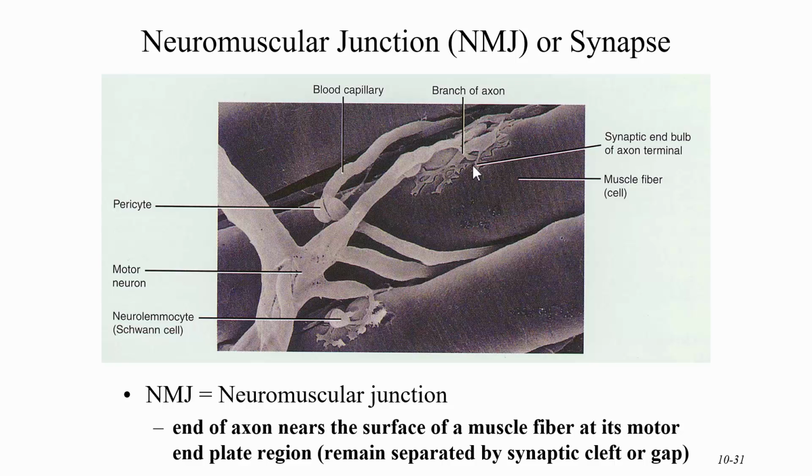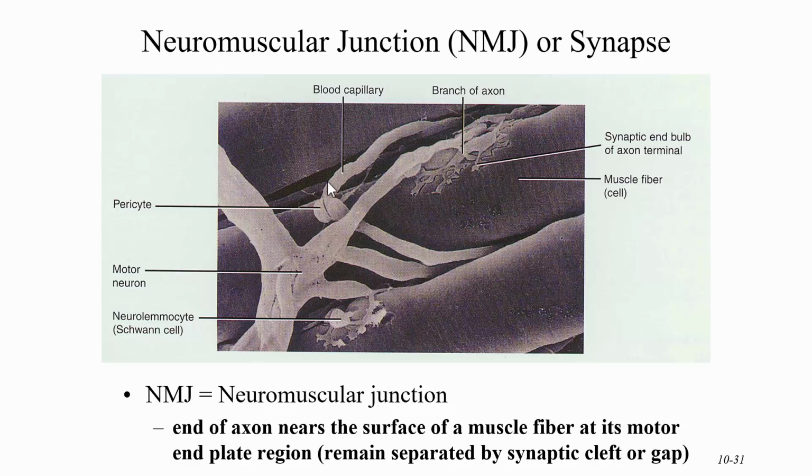So this is a synaptic end bulb of the axon terminal, okay? And again, it's not actually touching the muscle cell or muscle fiber itself. There's a gap in there. Now, what we're looking at here, and this is an electron micrograph, we have a motor neuron. These are all the branchings of the motor neuron. Okay, and you can see that it's going to individual muscle cells.